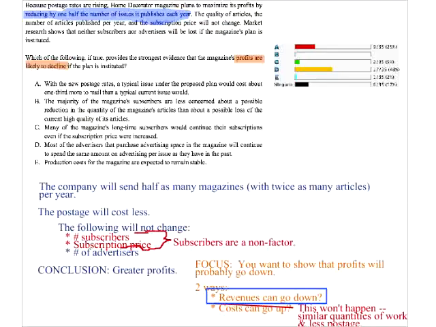So with the new postage rates, a typical issue would cost 1/3 more to mail. So let's examine how this would work. If the postage rates per issue go up, so you have 1 1/3 times the old postage rate, but you only have half as many issues, so 1 1/3 times a half is only 2/3 of your original postage cost.